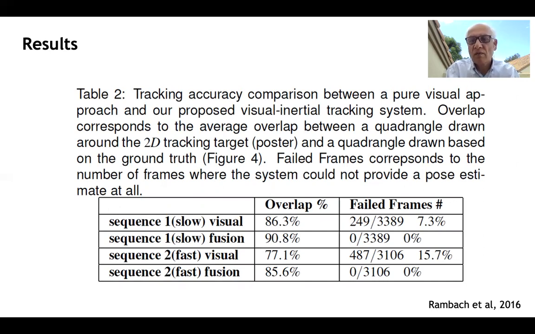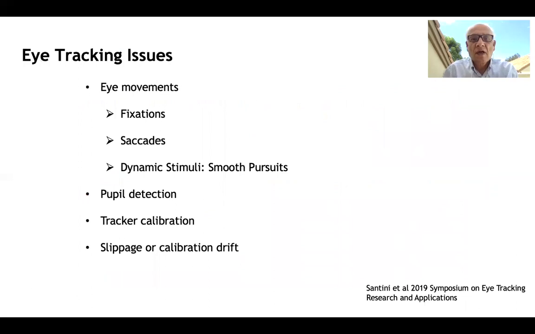So the main idea for their work was, can combining these two sensing modalities using a mix of Kalman filtering and LSTM help? And so you can see on this chart in the results a major improvement in, for example, the failed frames and overlap, both of these metrics.